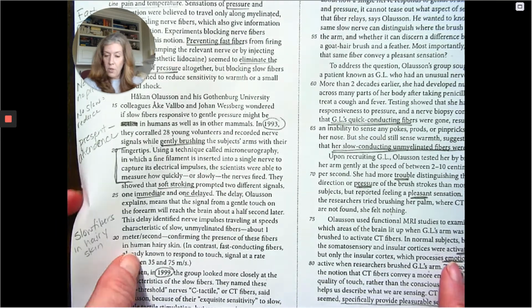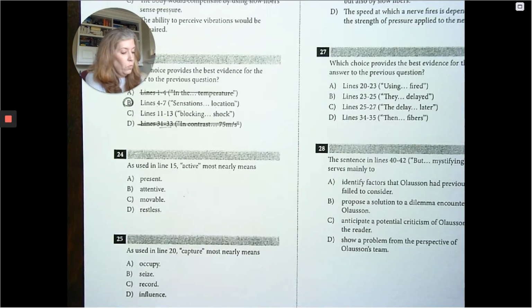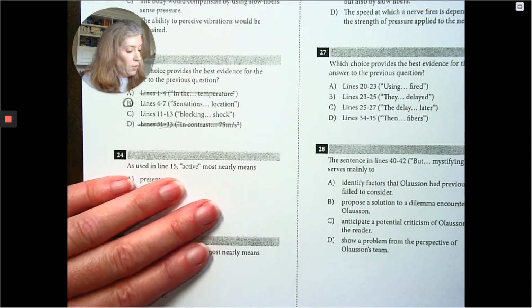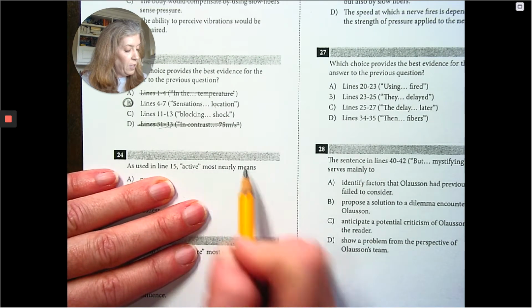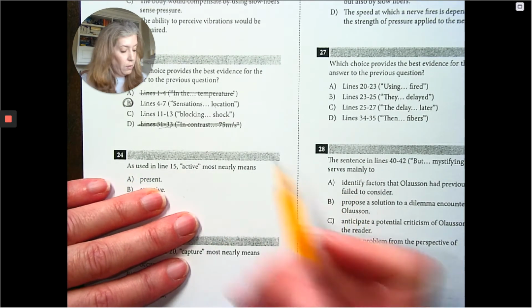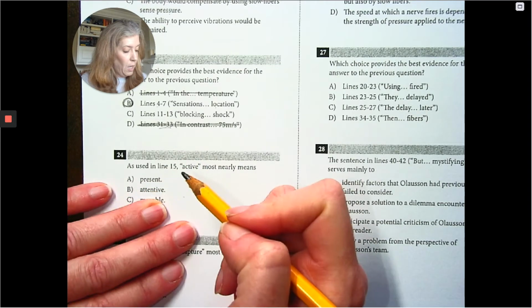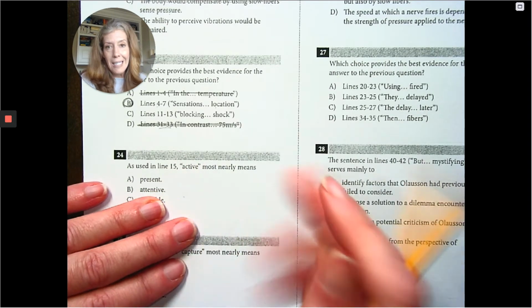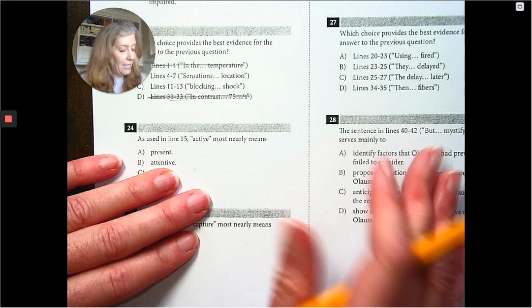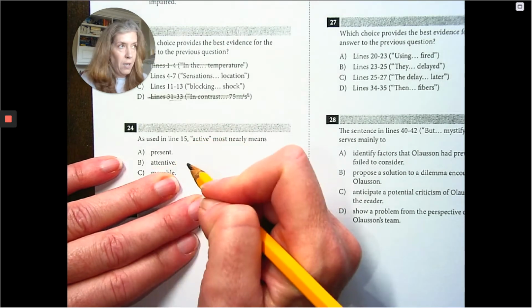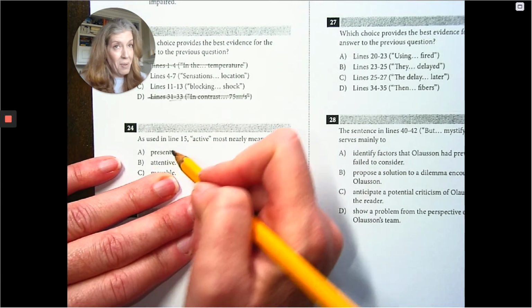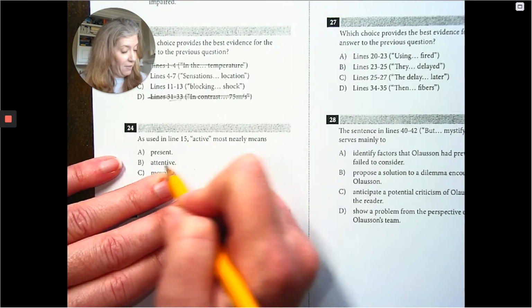So let's have a look. As used in line 15, active most nearly means present. Yep. Attentive, I did say attendance, meaning like when your teacher takes attendance, but attentive doesn't mean that you can be present, but you don't have to be attentive.